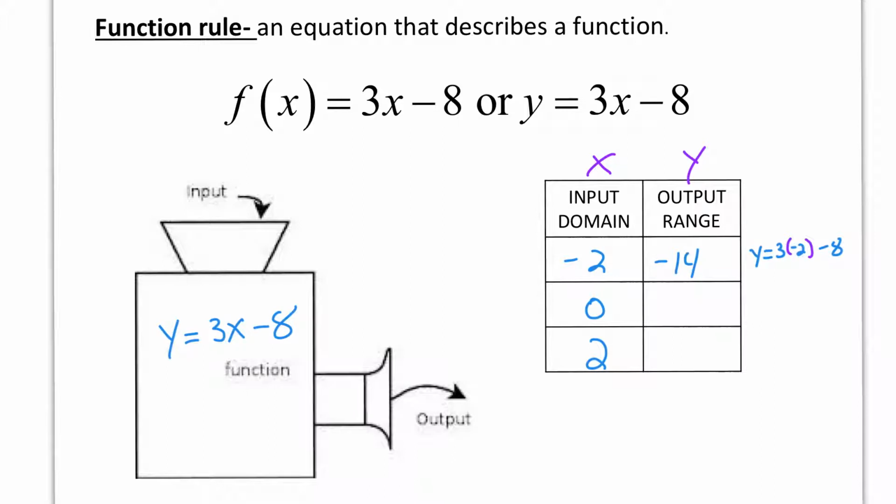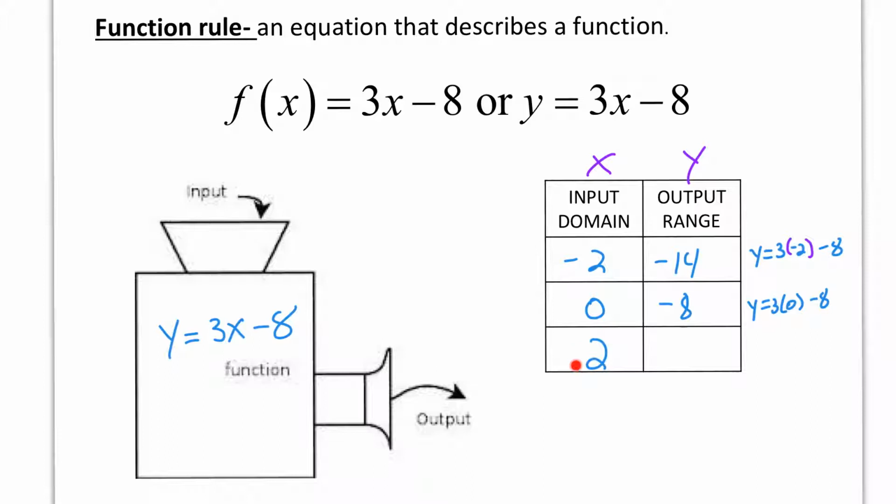So you do the work here, you substitute. Y equals 3 times 0 minus 8. You do the math, and that's going to be -8. So what it means, you substitute, you input a 0, and you get out a -8. You input a 0 into the X, and you get out a Y of -8.